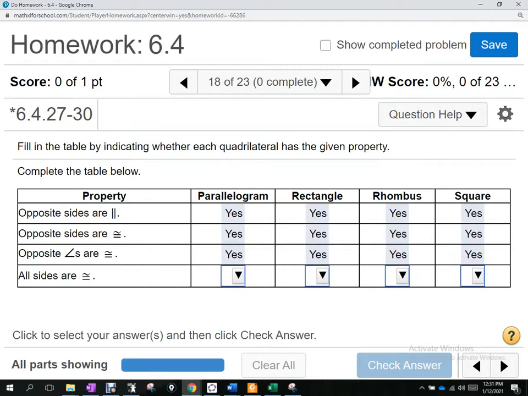All sides are congruent. Is that true for a parallelogram? No. So now, because that one said no, there's going to be other ones. Now I got to think about these. Are all sides congruent in a rectangle? Nope. Are all sides congruent in a rhombus? Yes. Now, is a square a rhombus? Yes. Okay? So I guess what we're saying here is if a rhombus gets checked yes, your square better be checked yes. Does that make sense?